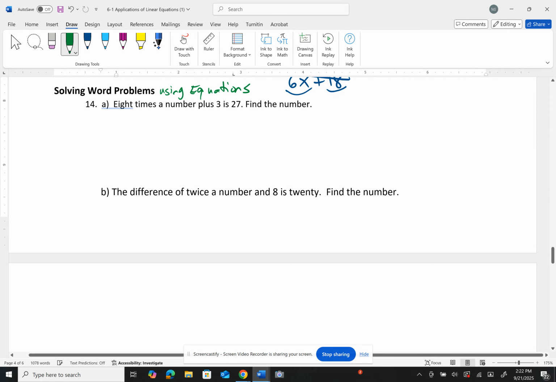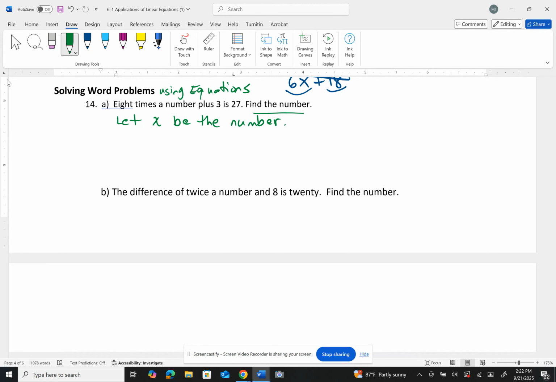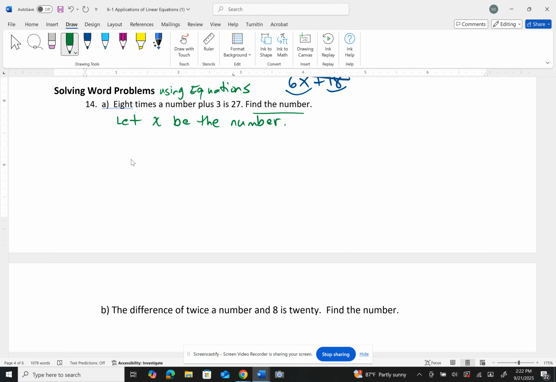So the first step was to just do a quick read. And as you do, what you're trying to get out of it is the information you're given and what you're looking for. So here we're trying to find a number. So choose a variable, like let x be the number you're looking for. Sometimes you'll have more than one variable, so it helps to remind yourself what you let your variable stand for.